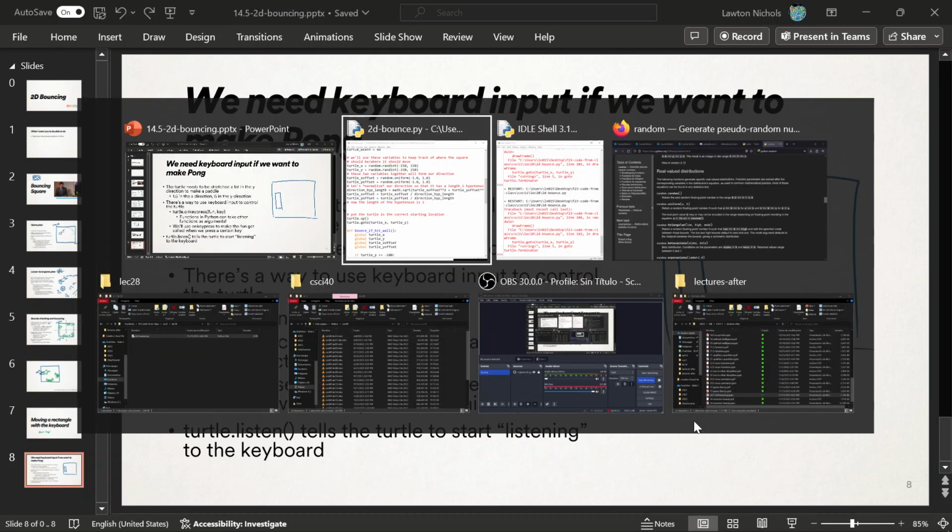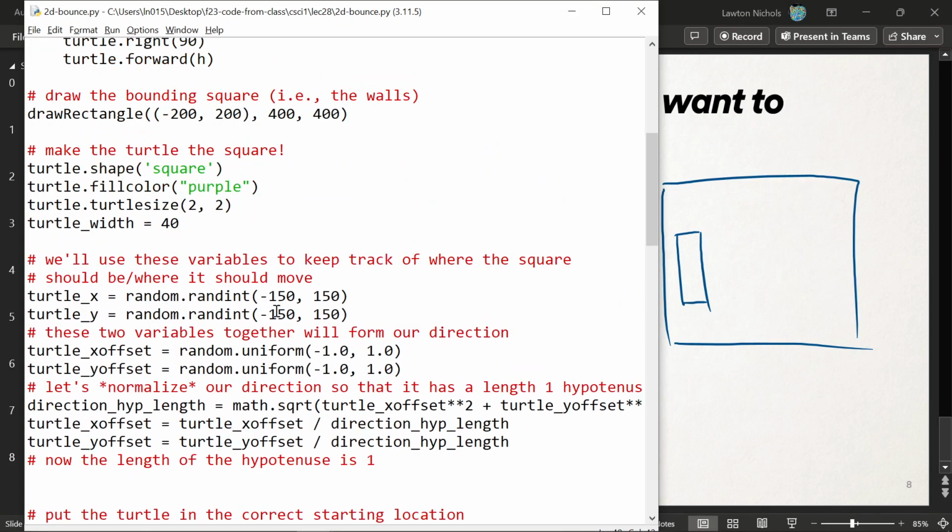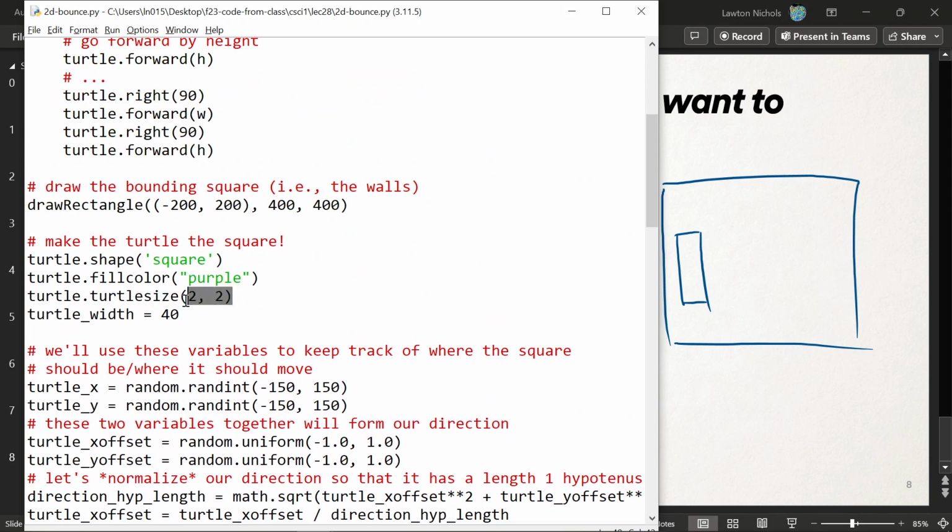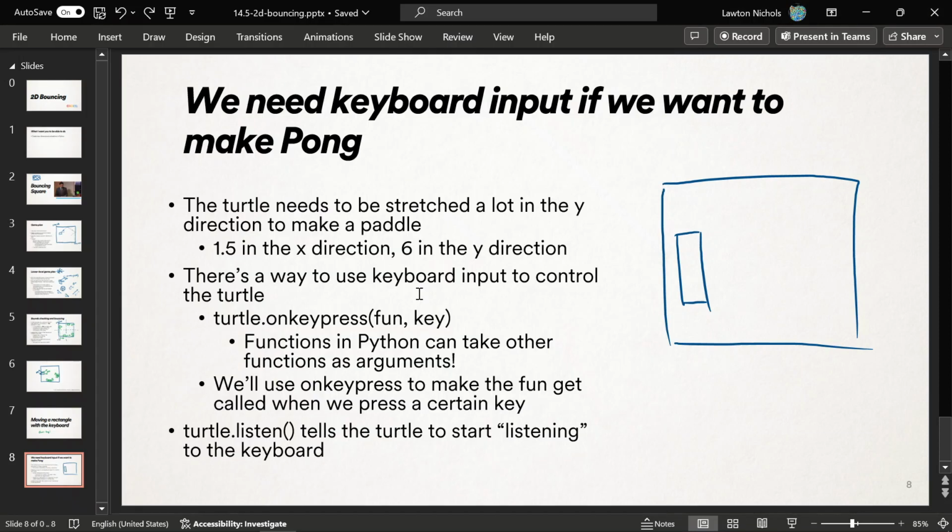And you can do that with turtle dot turtle size. See how it had two options? One for the x stretching and one for the y stretching, so that they could be different. It's a square when they're the same, of course, but it could be different. So let's get that started. And that'll be fun.